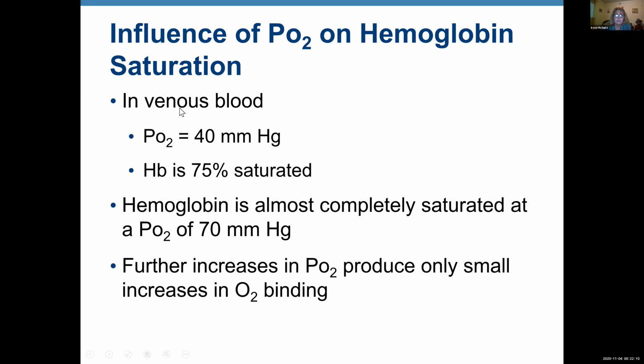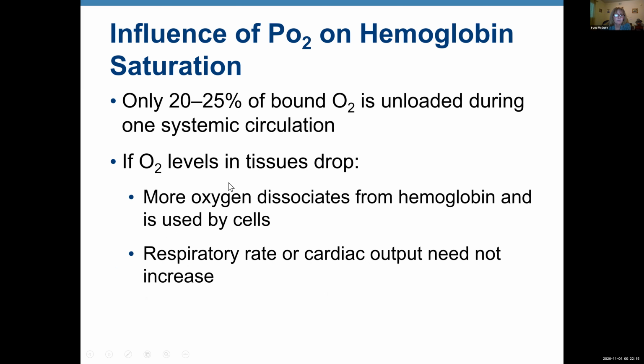So you can see even in venous blood we have 75% hemoglobin saturation. So only 20-25% of bound oxygen is unloaded during one systemic circulation. It means that you don't unload all the oxygen into your tissue. You only unload 20-25%. And if oxygen levels in tissue drop, then more oxygen will dissociate.